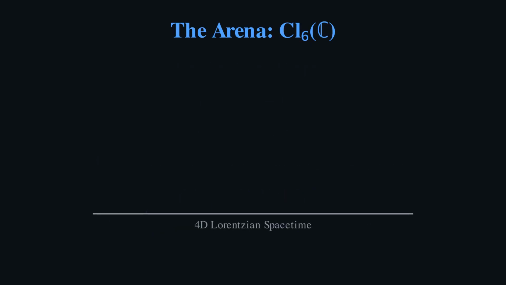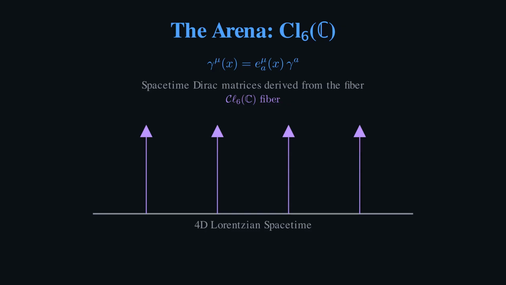The picture is a fiber bundle. At each point of four-dimensional spacetime, we attach a copy of this Clifford fiber. The spacetime gamma matrices aren't put in by hand. They're constructed from real linear combinations of the fiber ladder operators.